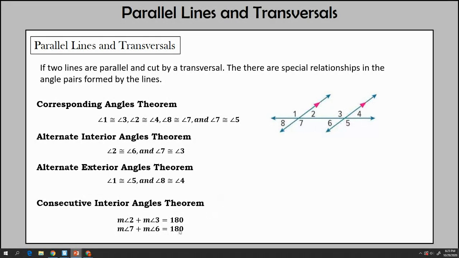7 and 6 are going to add up to 180. All right, so there's a little difference there. But corresponding angles are congruent, alternate interior angles are congruent, alternate exterior angles are congruent, and consecutive interiors are supplementary. Okay, now we start to put that to use.